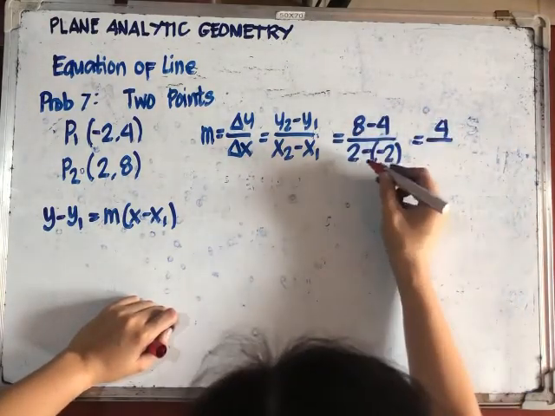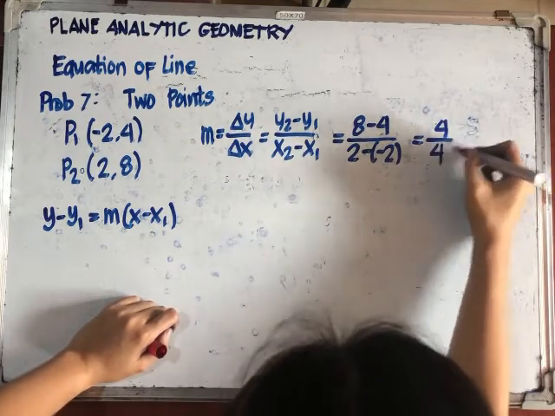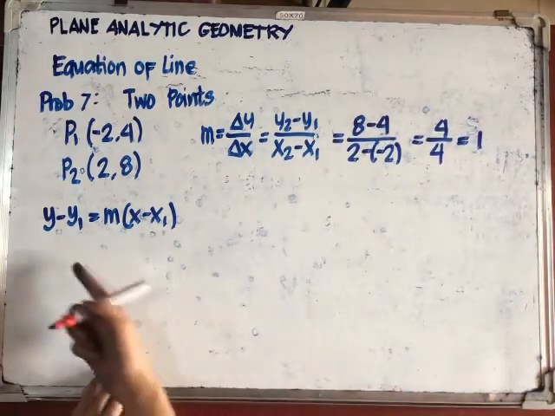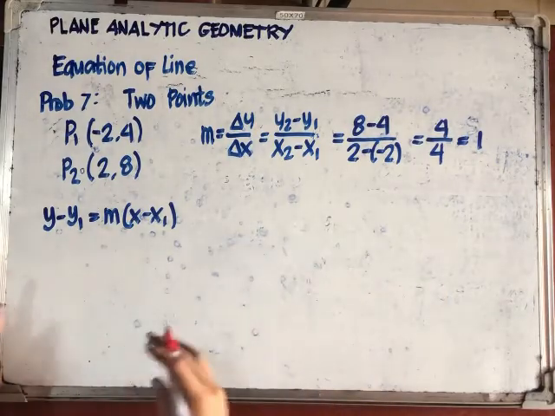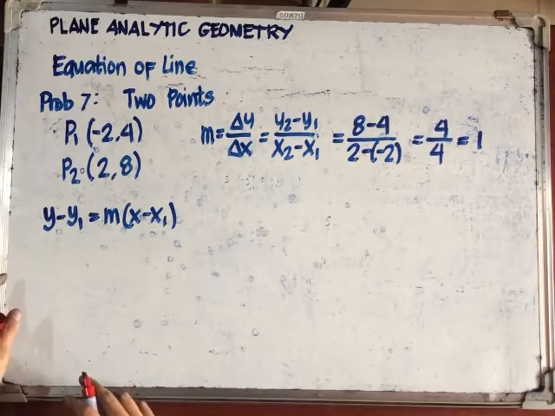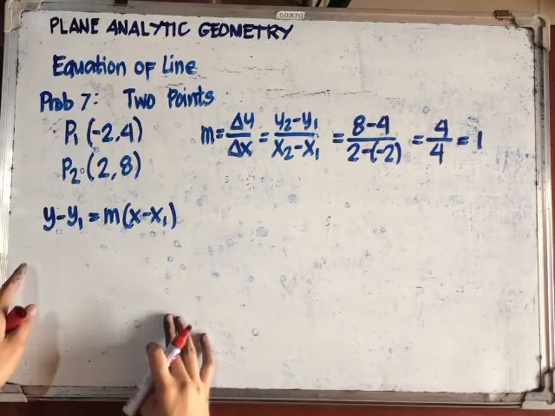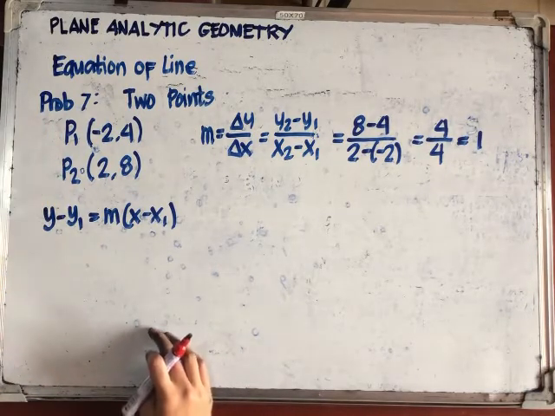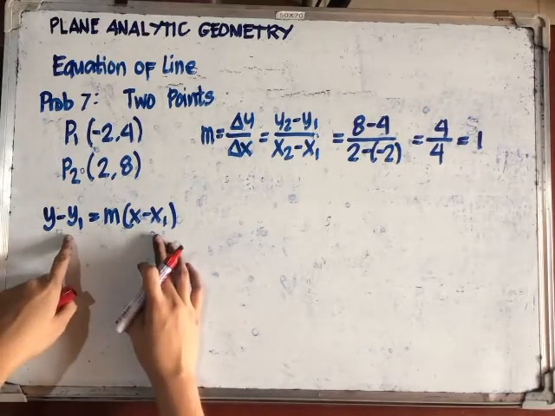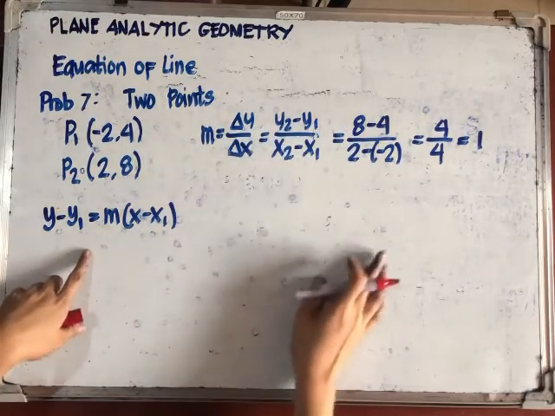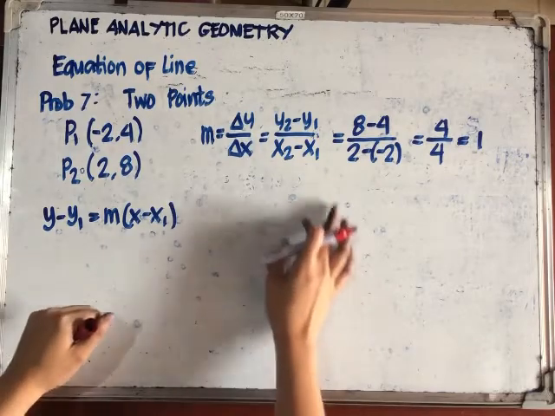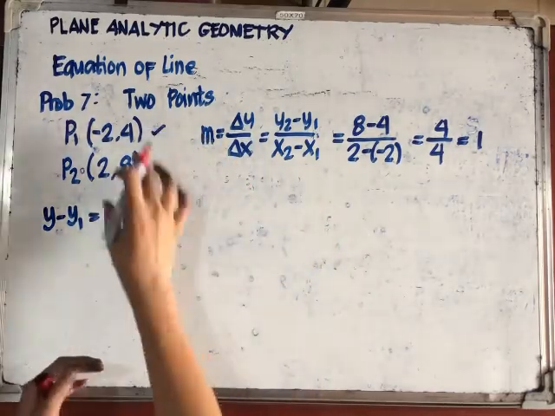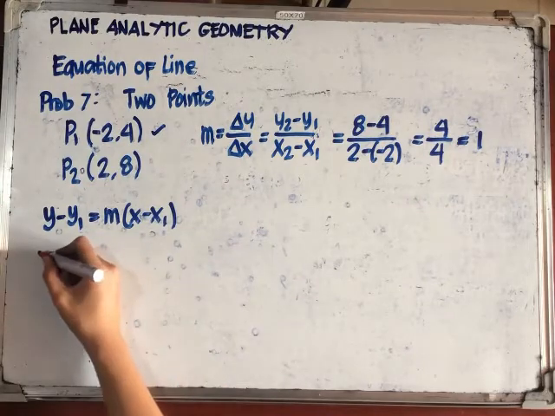And you have 2 minus negative 2, which is still 4. And that is equal to 1. So upon getting the slope, you can proceed to the point-slope form. You can use either one of these points given. But to be uniform with our x1, y1 designation here, we'll just use this point 1. But again, whichever point you use would yield the same answer.